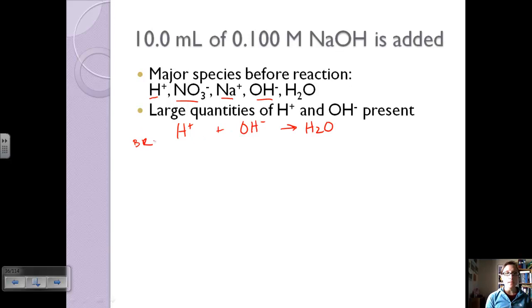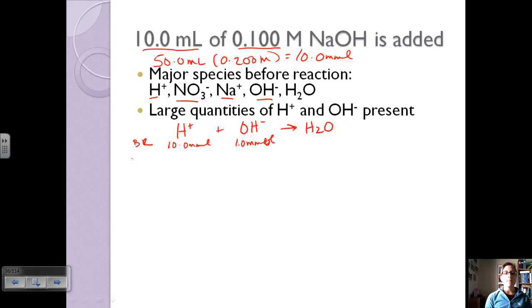So if we look at before the reaction, we had 50 milliliters of a 0.2 molar nitric acid solution. So if we want to find the number of moles or millimoles, since it's in milliliters, we just multiply. So we had our 50 milliliters times a 0.2 molar solution, and that gives us 10 millimoles of the H+. If we look at the OH-, we have our 10 milliliters of a 0.1 molar solution. So when we multiply those together, we get 1 millimole.